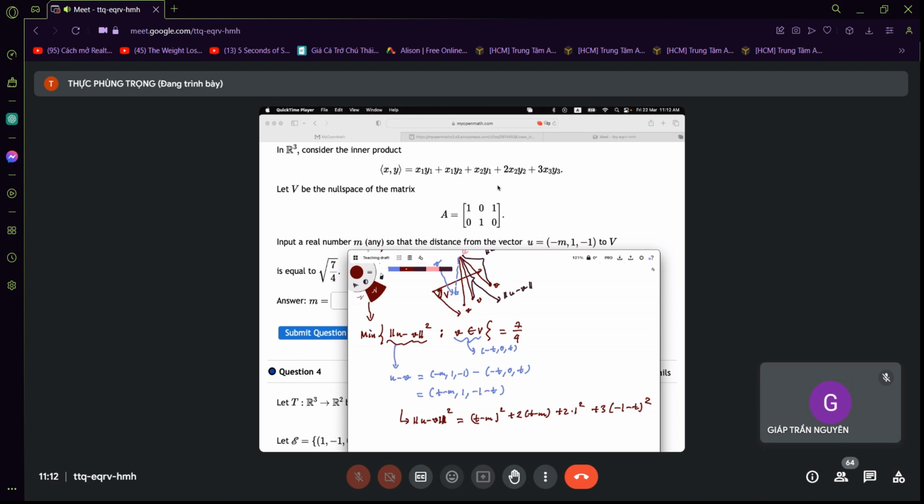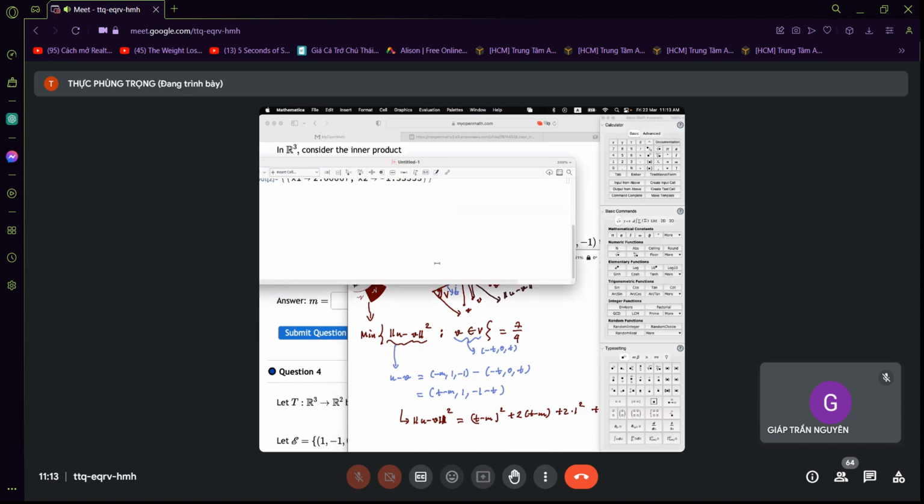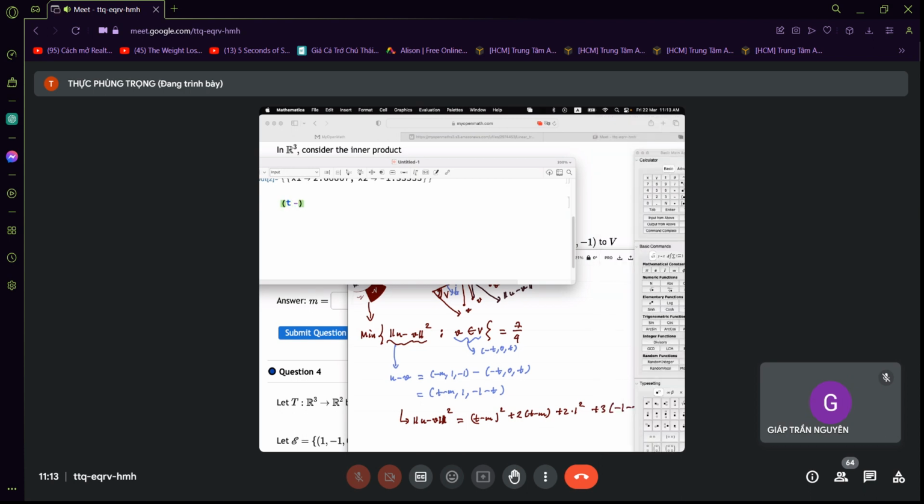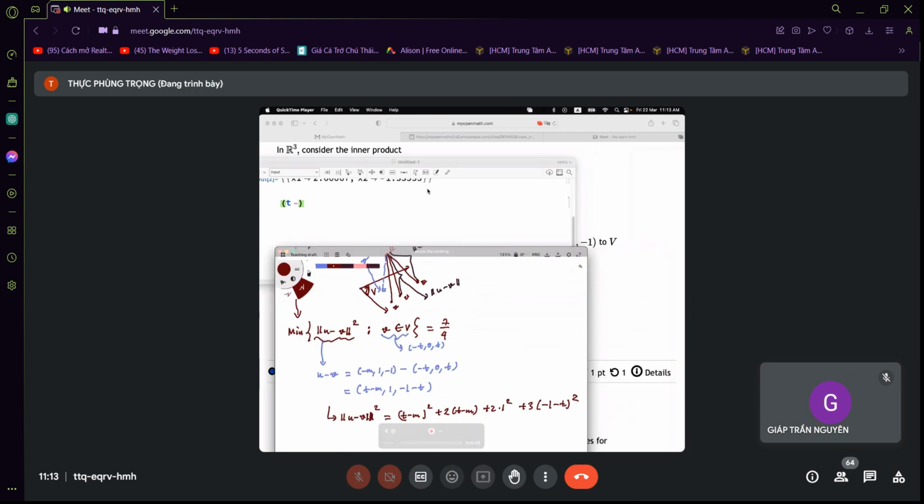Yeah, so I'm not sure whether you see this, but what we are doing is just to get the norm of u minus v, and v is a vector in the subspace V, so it should be minus t, 0, t. T can be any number, right? So from here you use the norm right here and you get to this one. Maybe I simplify this a little bit.